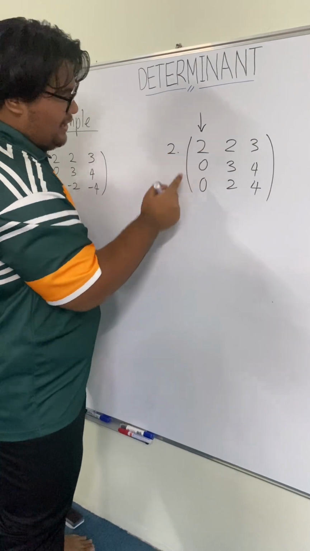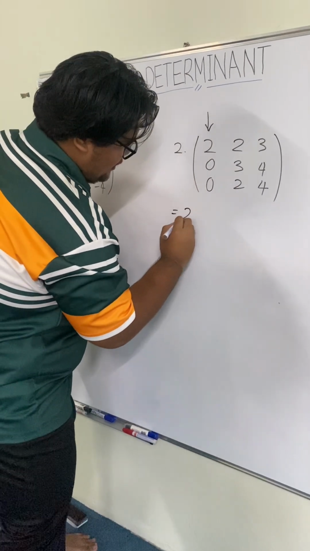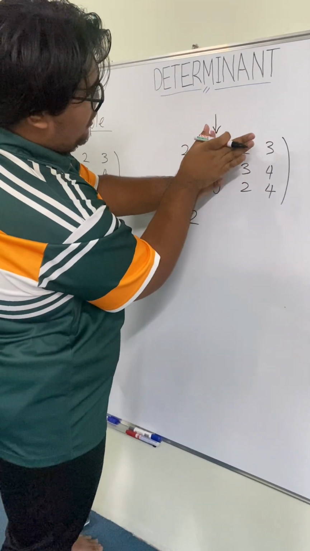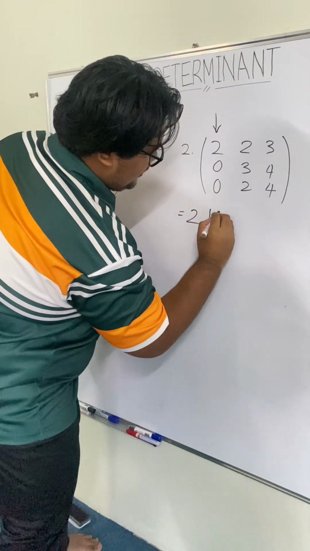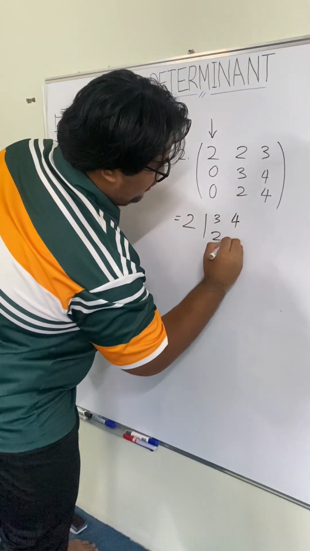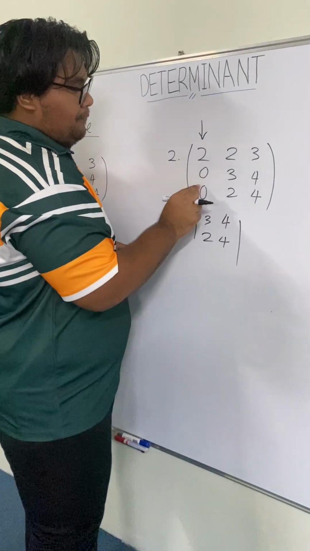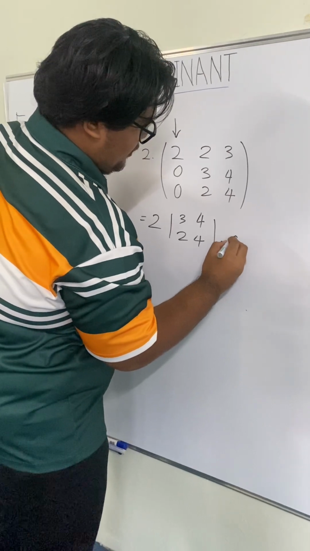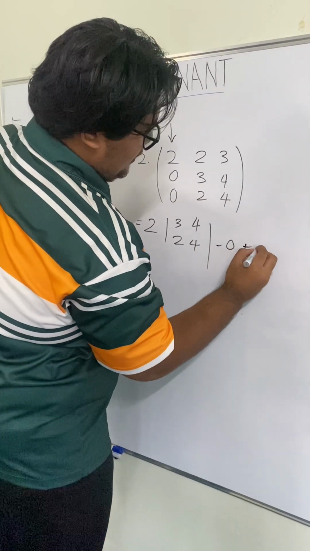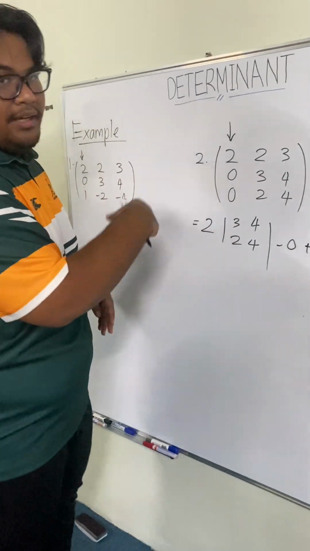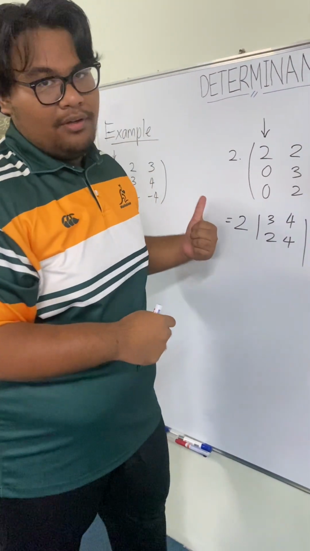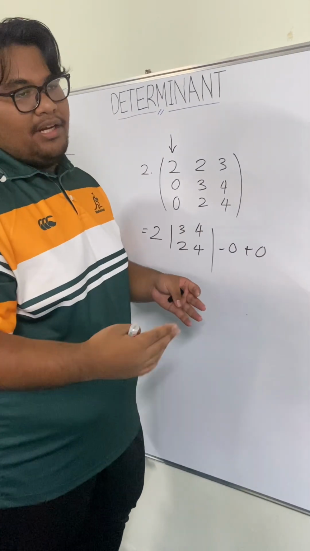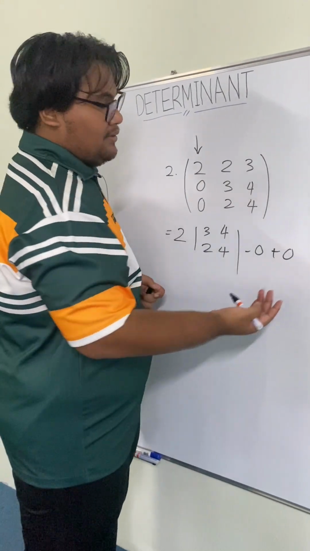So first, write down the number 2, and then you cover this row and column, so you get the numbers 3, 2, 4, and 4. So this one is 0. So we just write minus 0 and plus 0, because like before, in example 1, a 0 multiplied by any number becomes 0. So you just write the 0 here.